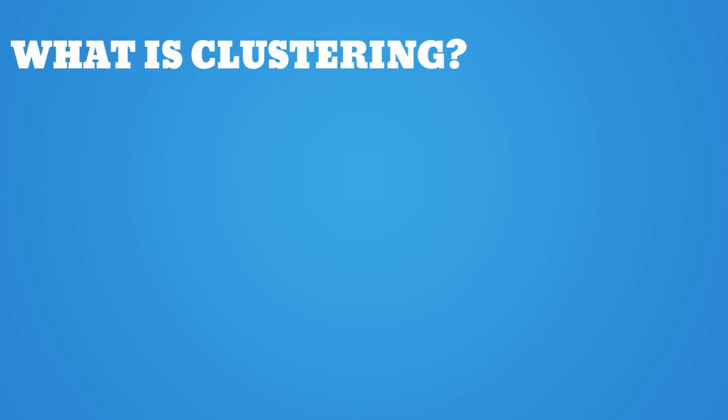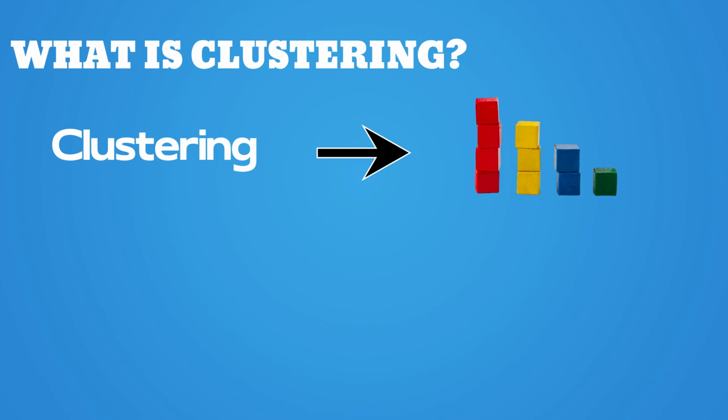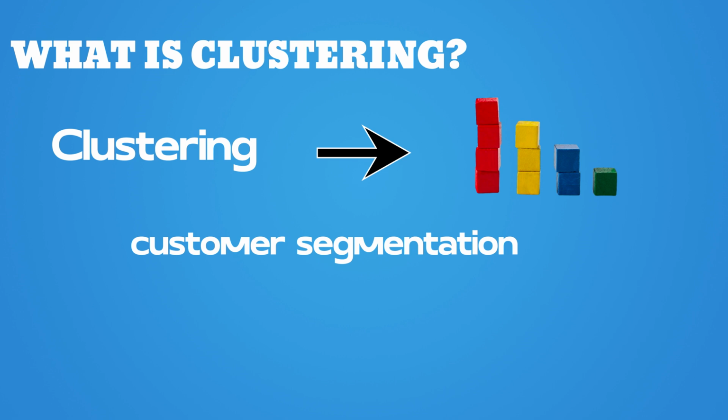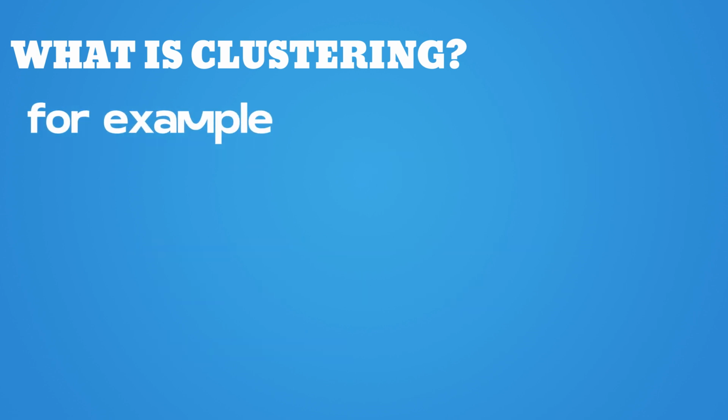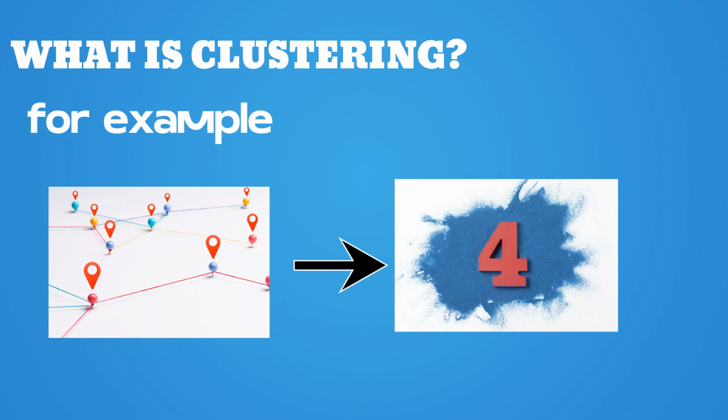What is clustering? Clustering is the process of grouping objects that are similar to each other. It's widely used in areas like customer segmentation, social network analysis, and city planning. For example, if you are planning a trip to 20 places in 4 days, you can use clustering to group nearby locations together, making your travel more efficient.